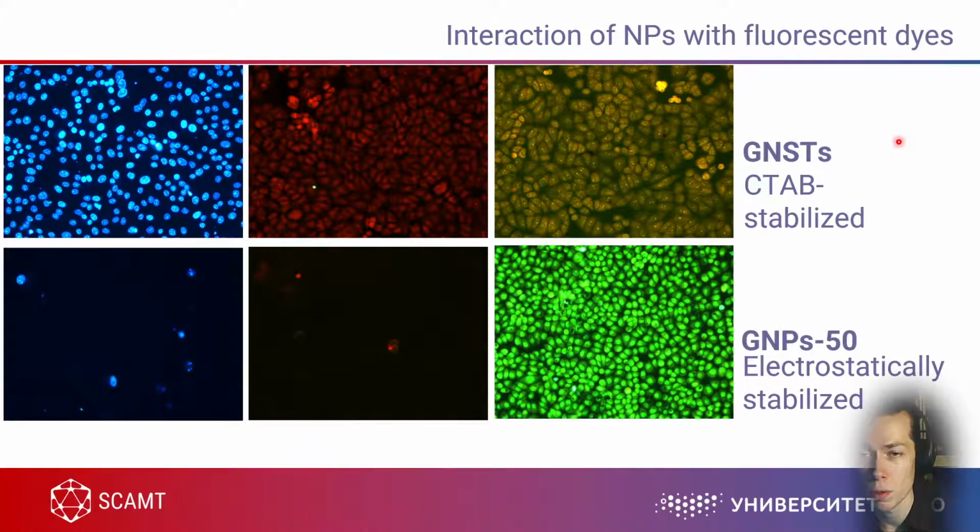So when you stain your cells, you can easily observe some very unclear, very strange patterns. And to understand what you see, you need to know what your nanoparticles consist of.